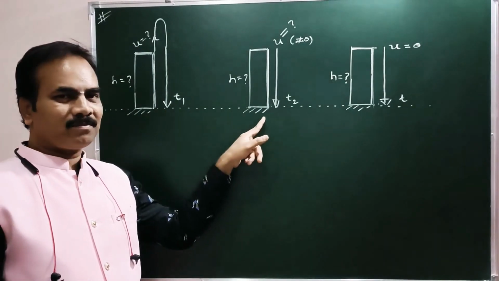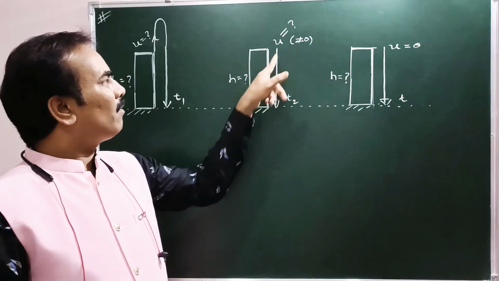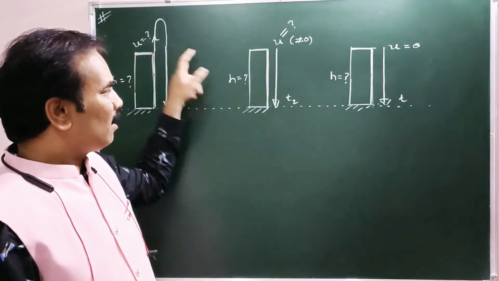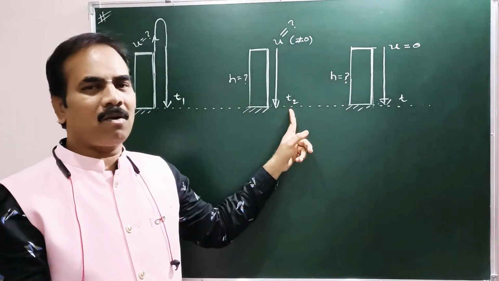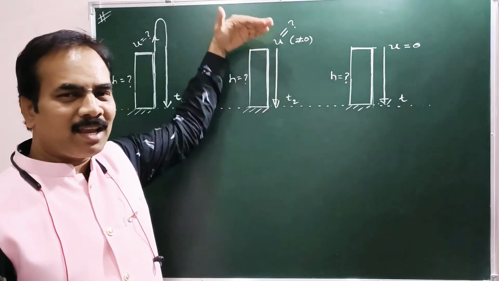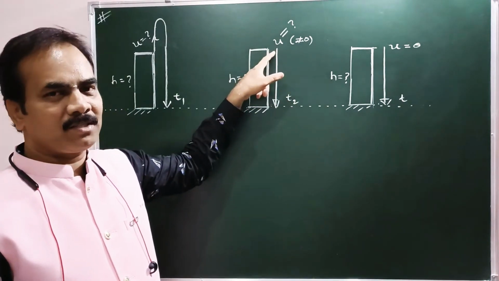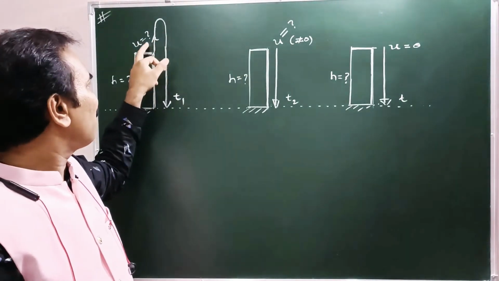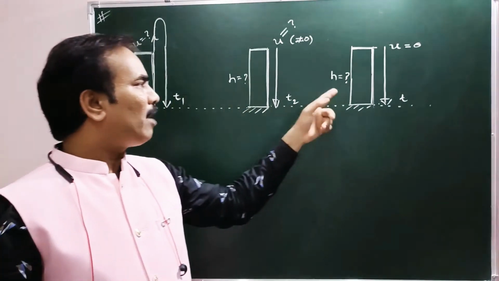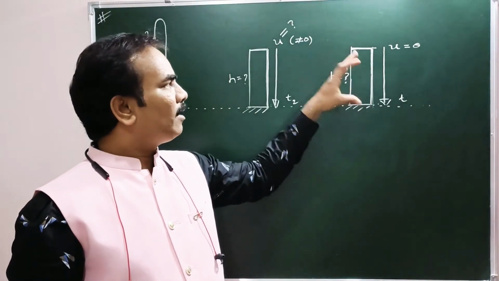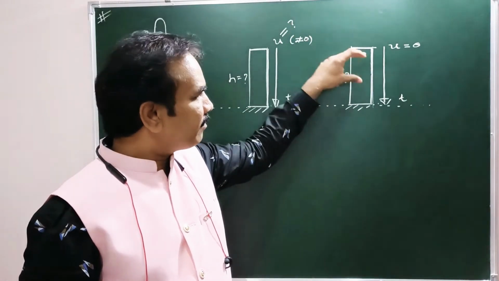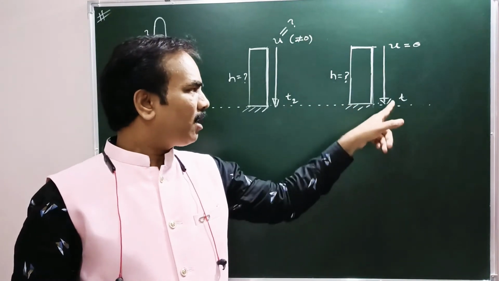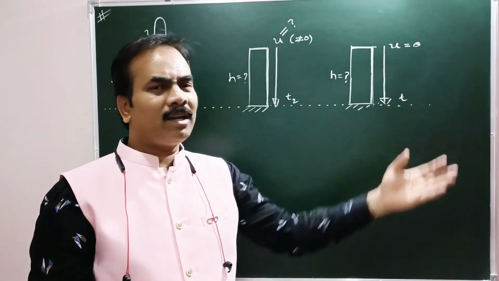In the second situation, one body is projected vertically downwards with the same unknown velocity as in the previous case. Now this body takes T2 seconds to reach the ground. Means this is the body projected vertically downwards with unknown velocity. Here it is the body projected vertically upwards with some unknown velocity. Right? Now coming to the third situation, from the top of the same vertical tower, one body is dropped freely. Now the body takes T seconds to reach the ground.